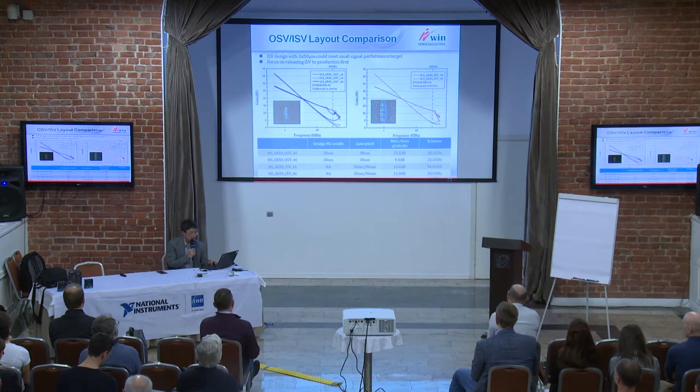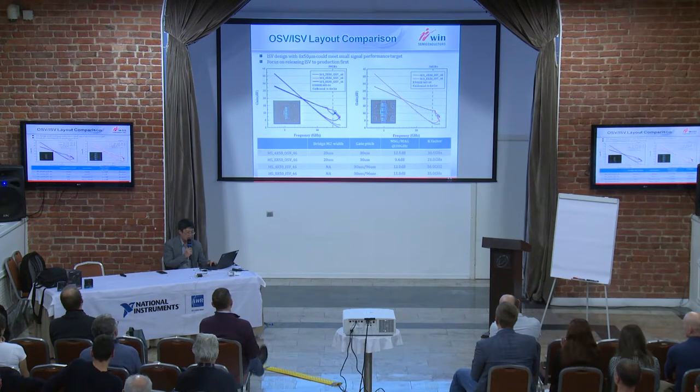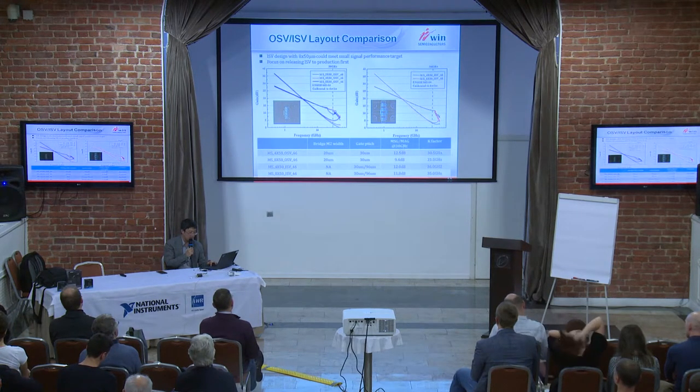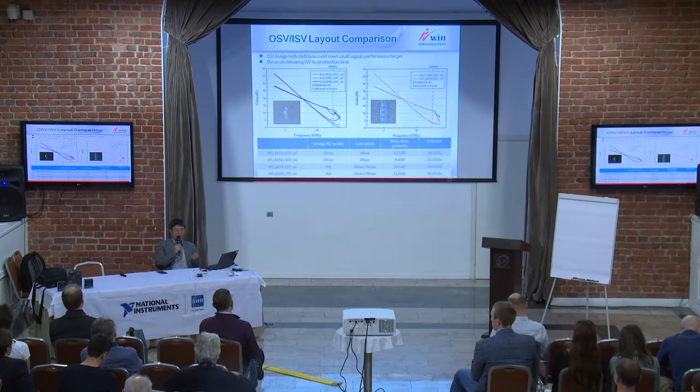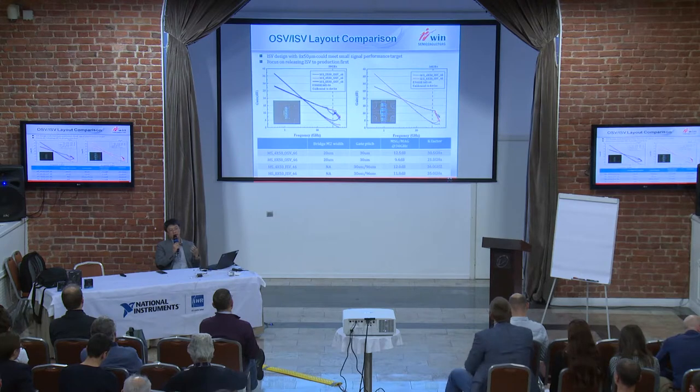Actually, this ISV has a larger device size, but it can have better gain performance. So you can see the average gain performance at 30 GHz is around 9 dB to 12 dB. And we are still trying to optimize our device layout and make sure it can achieve a higher output power and also provide a higher PA performance.